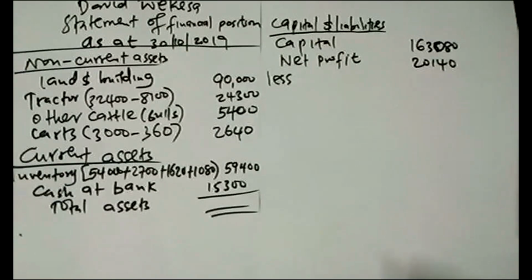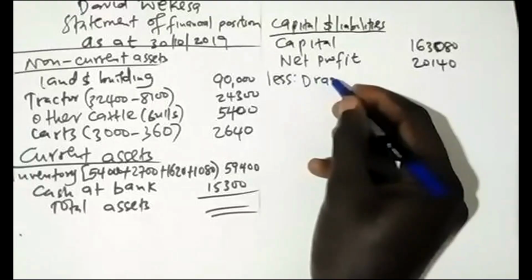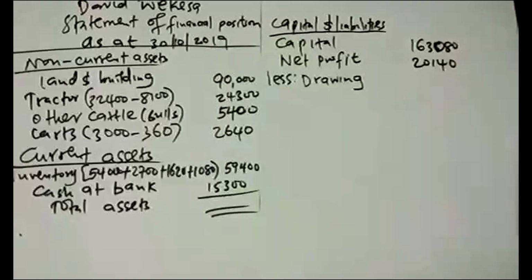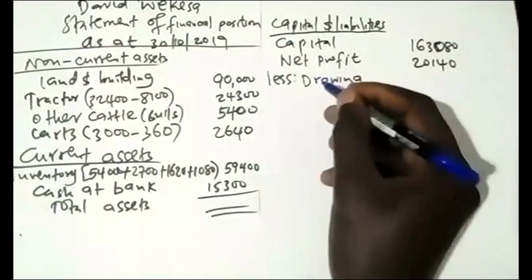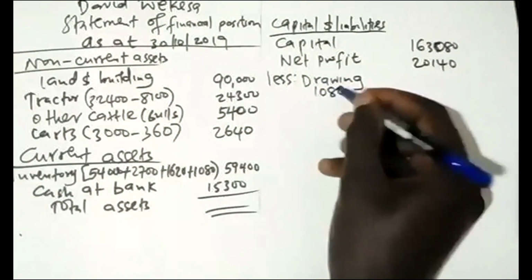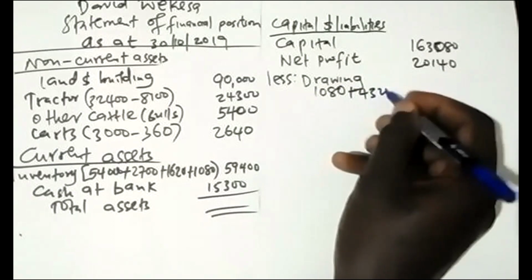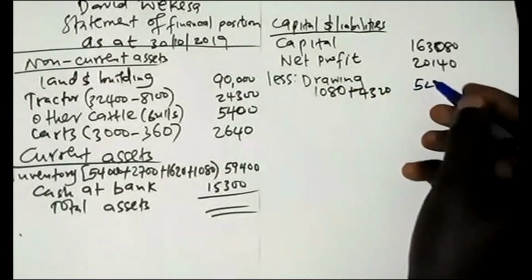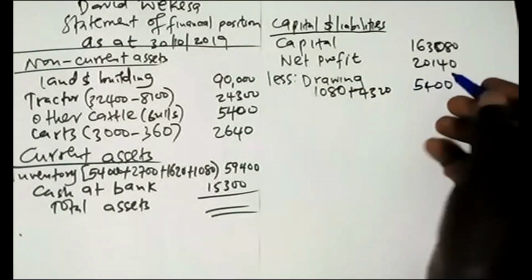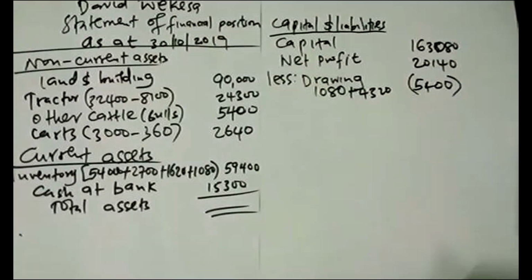Then now we need to raise drawings. These are some of the items you recognized as revenue, the one concerning family consumption. The maize and the milk, which was taken to the relative. 5,400. So 1,080 plus 4,320. So it was 5,400. Additional information number 2. You have to deduct this one.